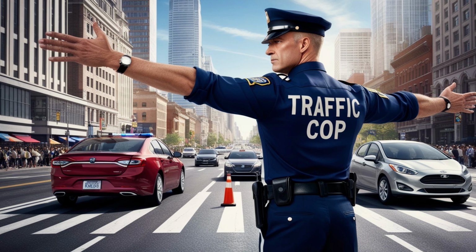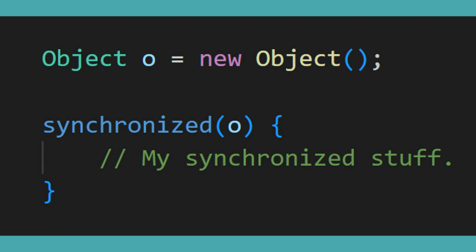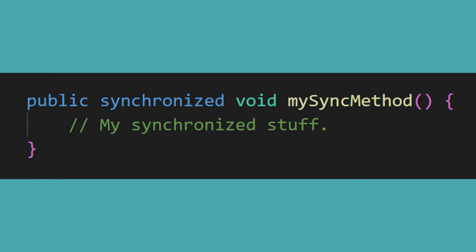But fear not, we have a solution: synchronization. Synchronization is like a traffic cop, ensuring that only one thread can access a critical section of code at a time. This prevents race conditions and data races. We'll be using Java's built-in synchronization mechanisms such as synchronized blocks and methods. These constructs guarantee mutual exclusion, visibility, and atomicity.